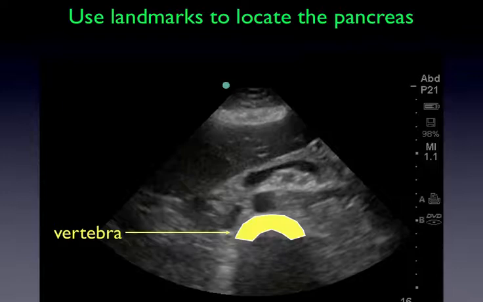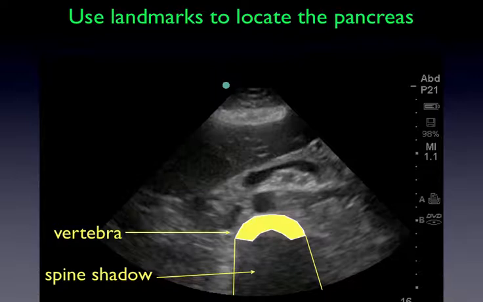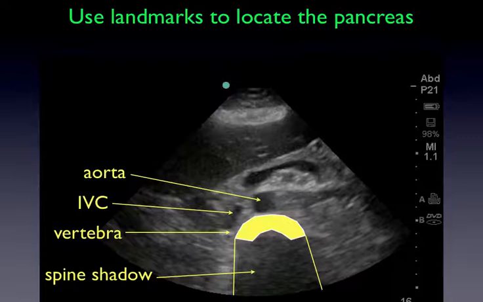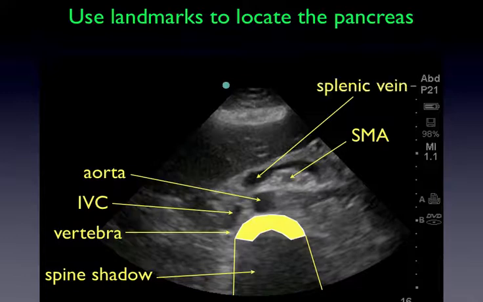Correct, that's the vertebra. And between these two lines, the spinal shadow. Then we have some vessels. Over here, the IVC. And what's this over here? The aorta. Now we have the mantle face on the clock, right there. That's the SMA. And over here is the splenic vein.